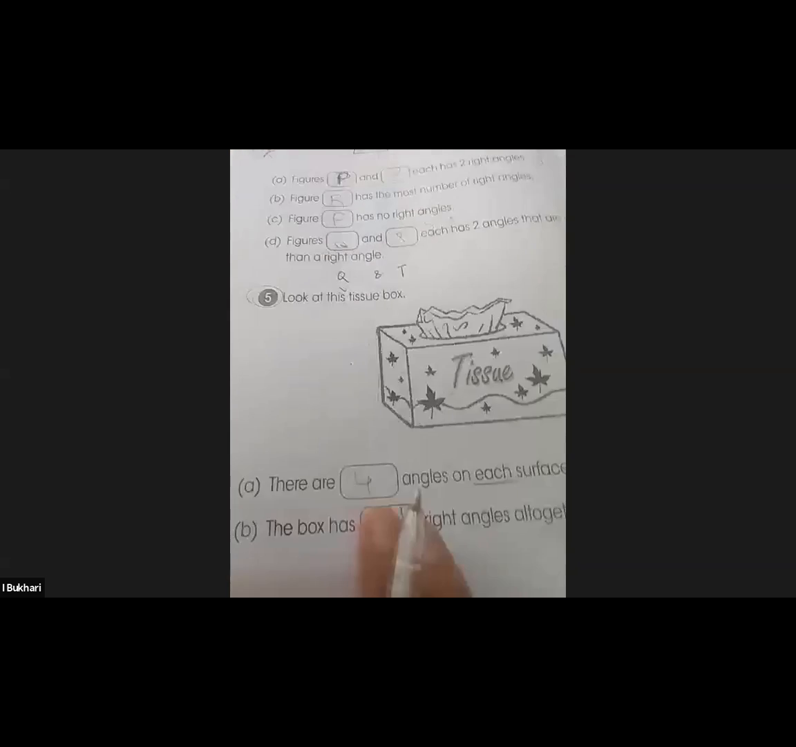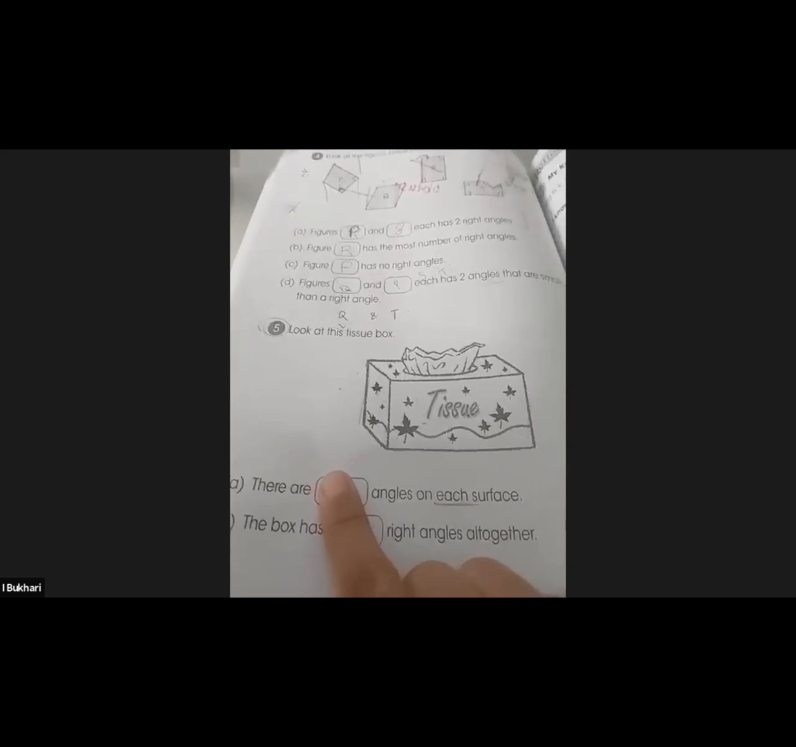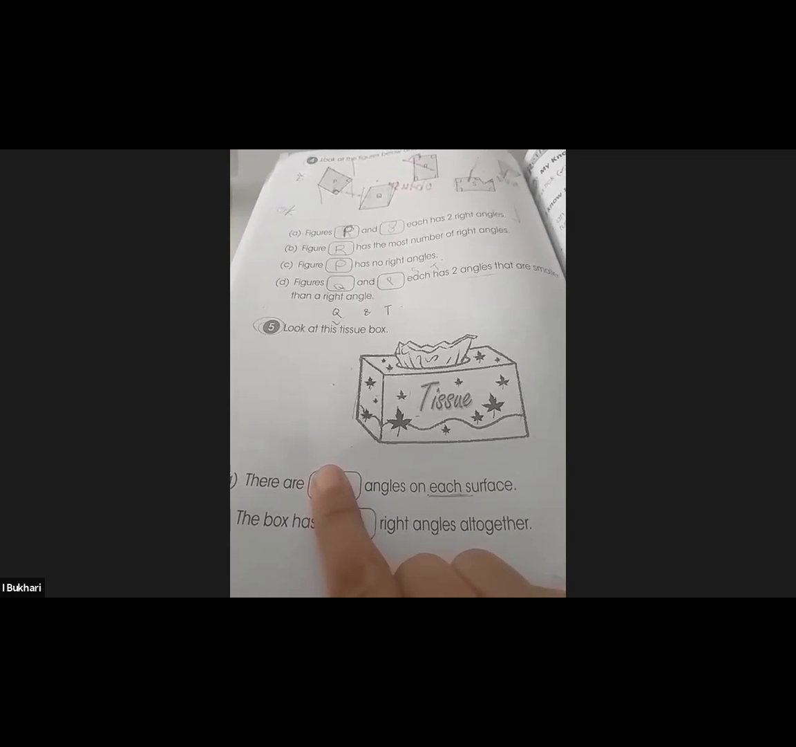There are dash angles on each surface. Teacher, our math teacher said question 5 is omitted. Question 5 is omitted. Yes. Okay, but you know what? It's not that difficult. There are dash angles on each surface.